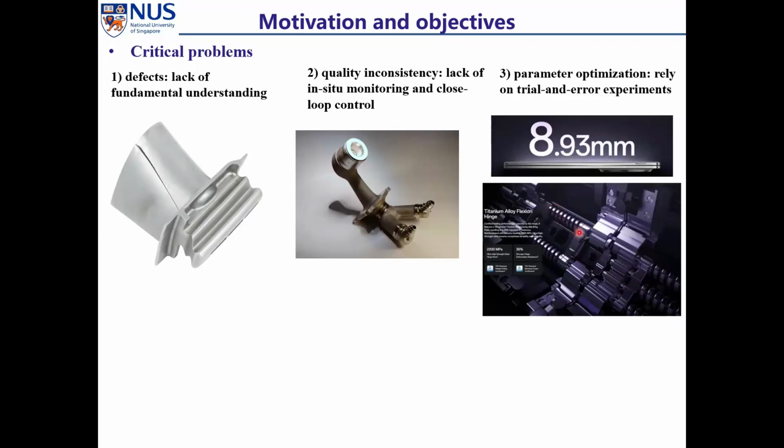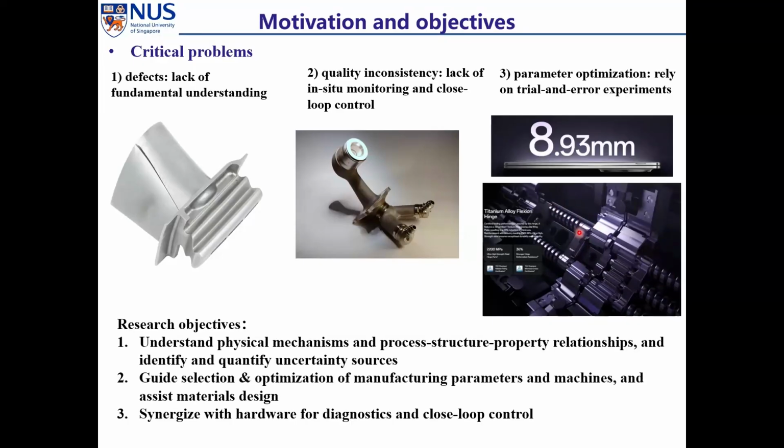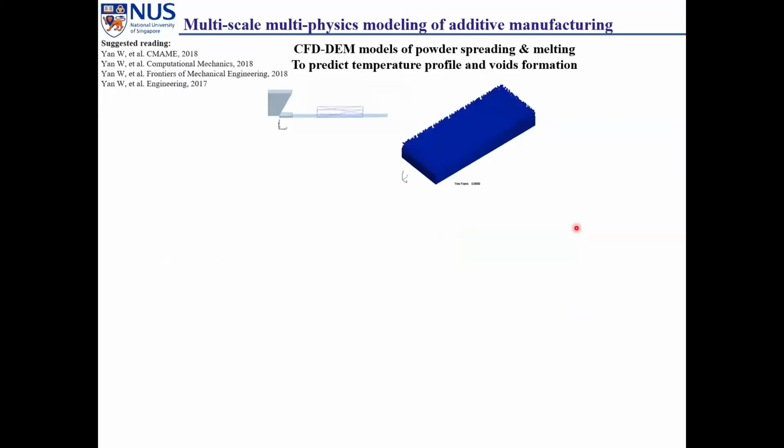So why are they so slow? Because they rely on trial and error experiments. So our research objective is we want to use computational modeling to understand the physics mechanism. That's first. Second is we want to provide guidance to the selection and optimization of manufacturing parameters. And in the long term, we want to synergize the hardware and software together for closed loop control. But today I will mainly focus on the first part.